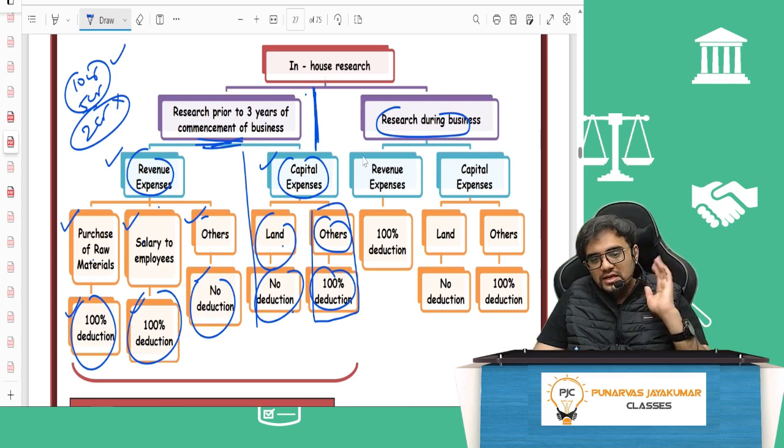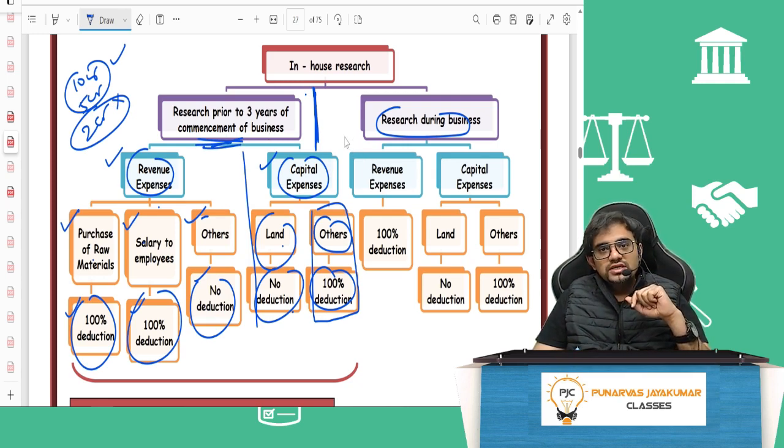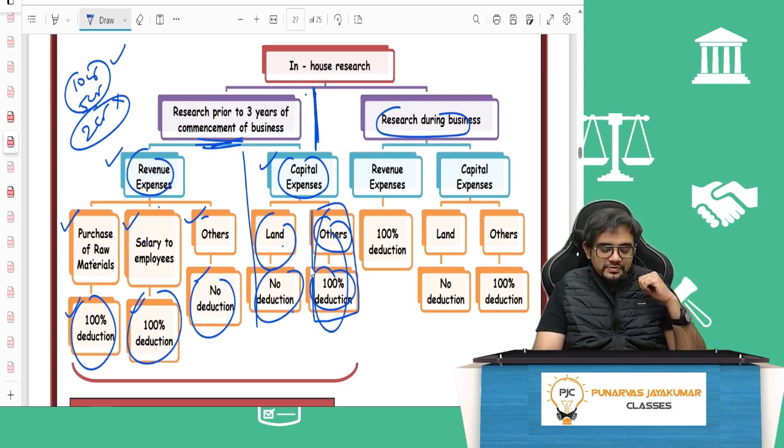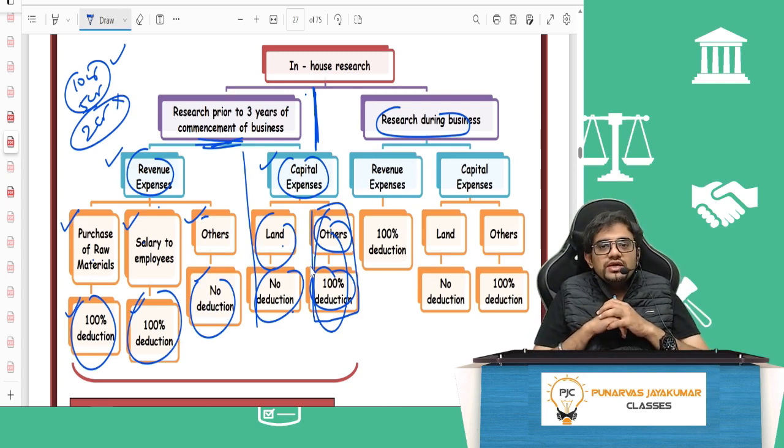On the other hand, capital expenses. You have bought land 3 years ago. Will it be allowed? No. You bought land 1 year ago. Is it allowed? No. You have bought plant and machinery. Is it allowed? Yes. All capital expenditure except land, because land is a non-depreciable asset. Either way, depreciation is not allowed anyway. So here also in scientific research, once the entire capital expenditure is allowed to be debited to P&L account, there is no depreciation. Land, on the other hand, anyway it is not allowed. Depreciation is not allowed on land anyway. Hence, on land also there would absolutely be no deduction.